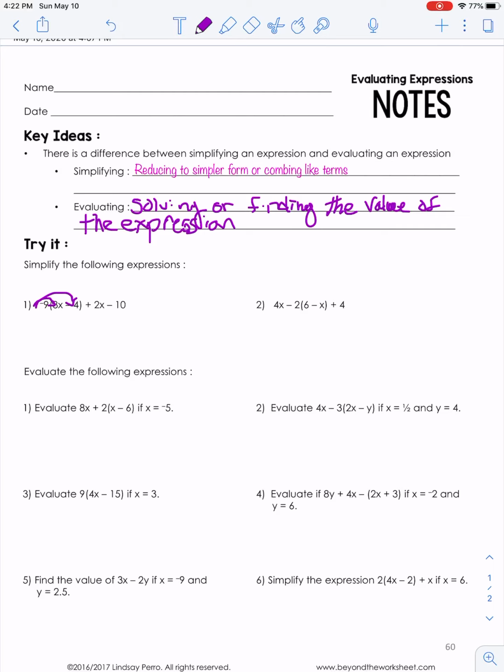So we have -9 times 3x. A negative times a positive is a negative, and 9 times 3 is 27x. Then we have -9 times -4. A negative times a negative is a positive. 9 times 4 is 36.